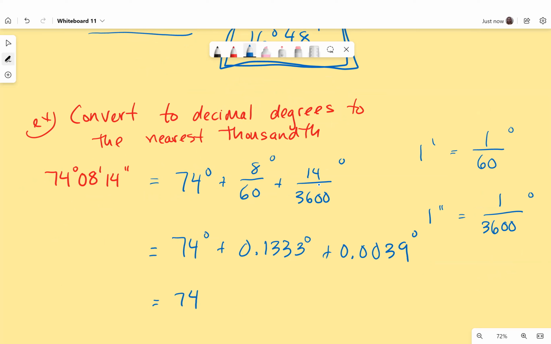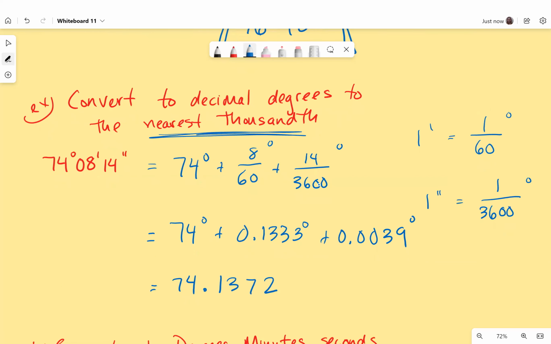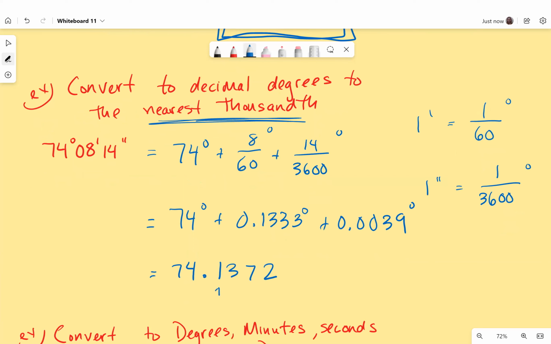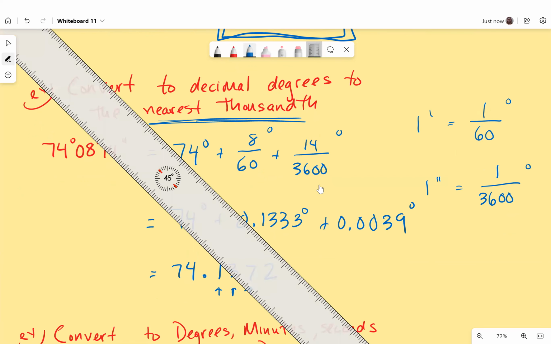Add those all together, and we have 74 point. Now we're going to round it, but 0.1333 plus 0.0039, we get 1372. And we're rounding to the nearest thousandths. So remember, we have tenths, hundredths, thousandths, ten thousandths, but we're rounding, so we're rounding to this.